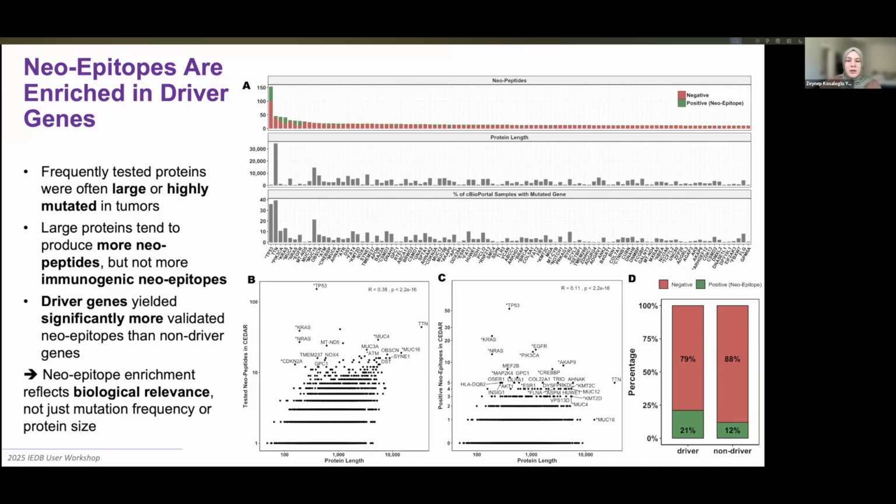So this shows that while large proteins tend to produce more neopeptides overall, they are not necessarily more likely to be recognized. Instead, we found that driver genes are significantly enriched for neoepitopes, as we can see here in this plot. These findings might suggest that the immune system may specifically recognize driver genes, perhaps because of the central role they play in tumor biology, and because they are under selective pressure.